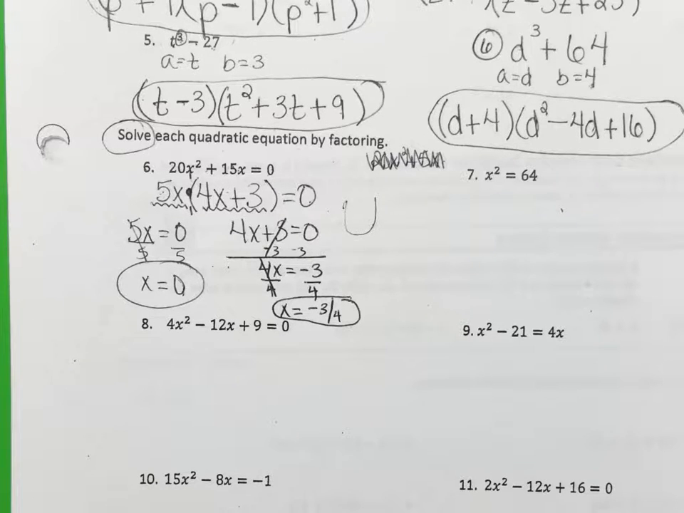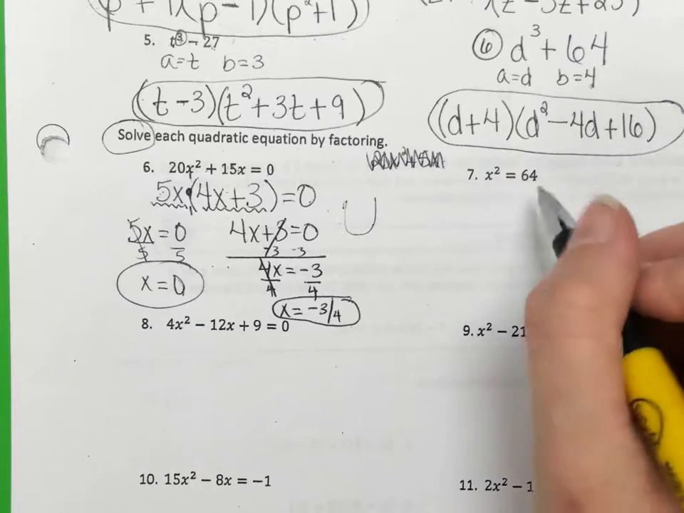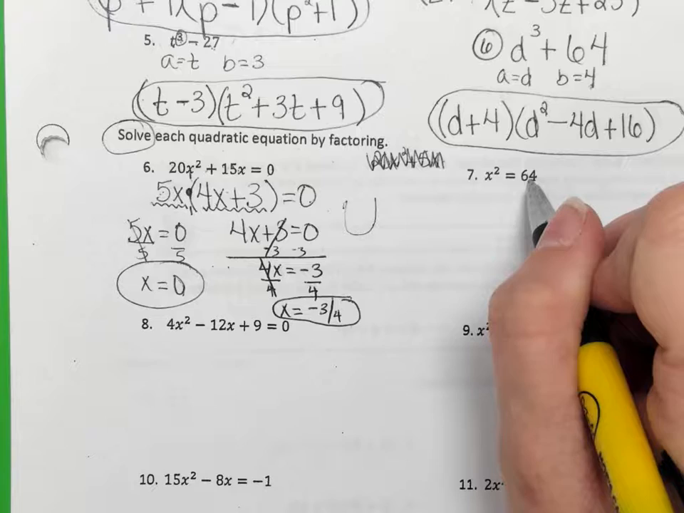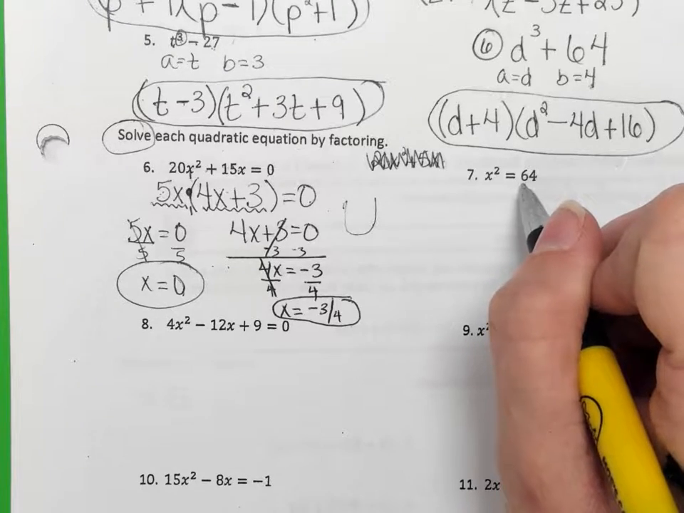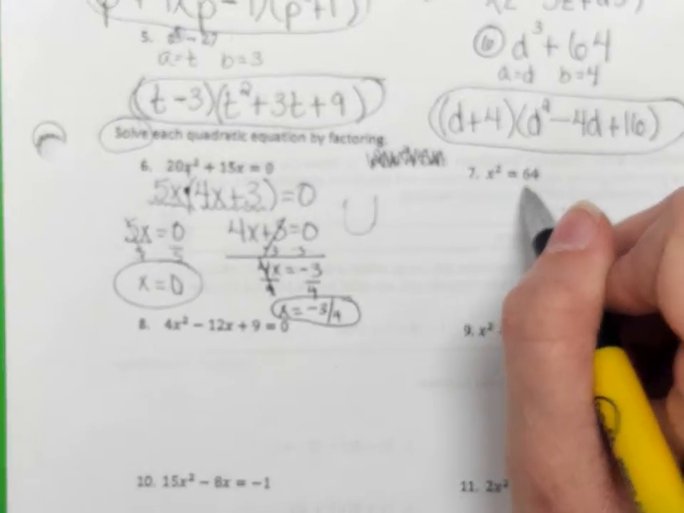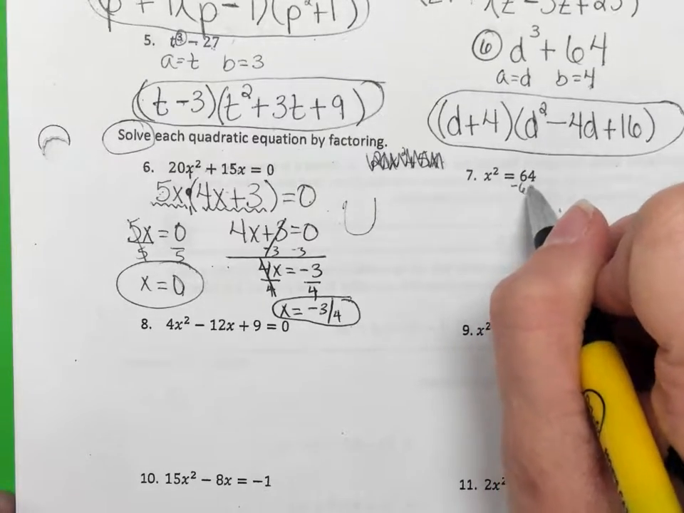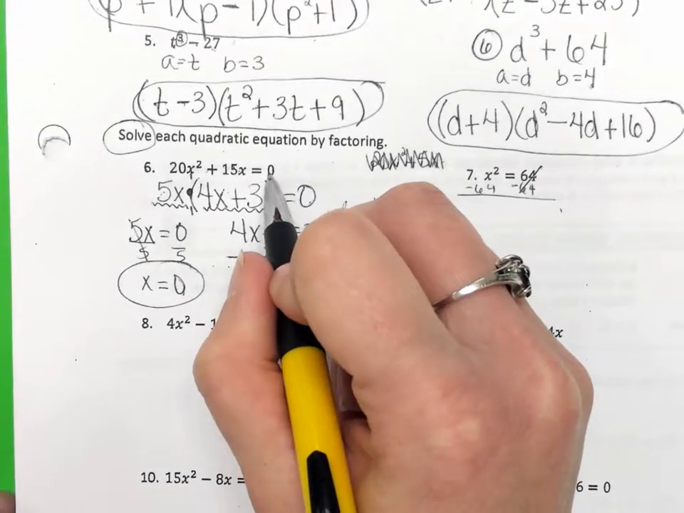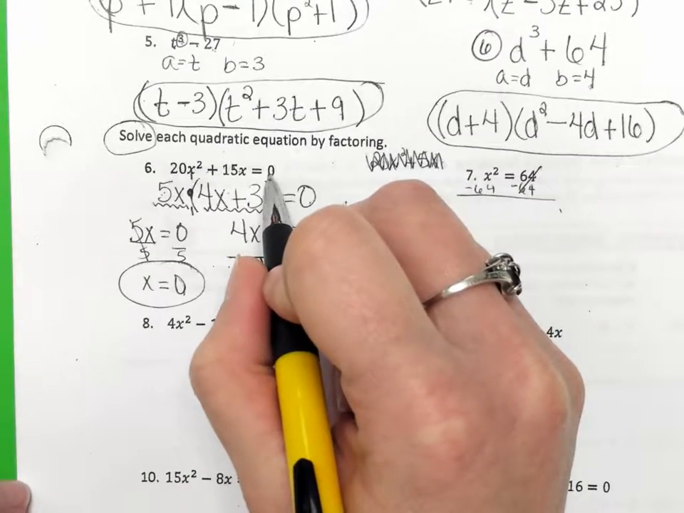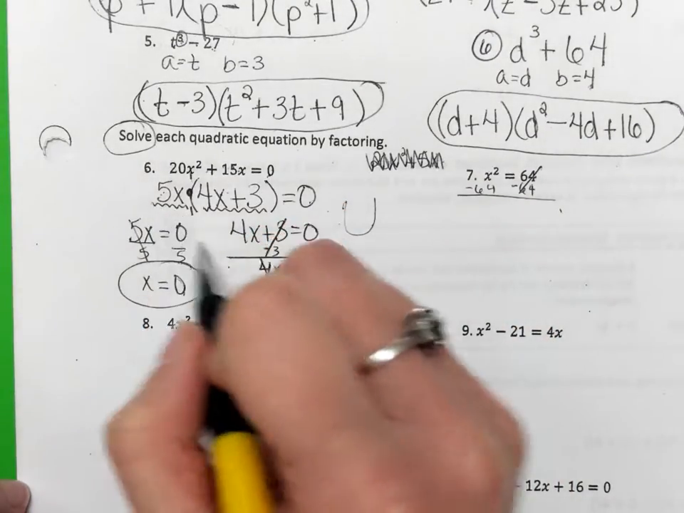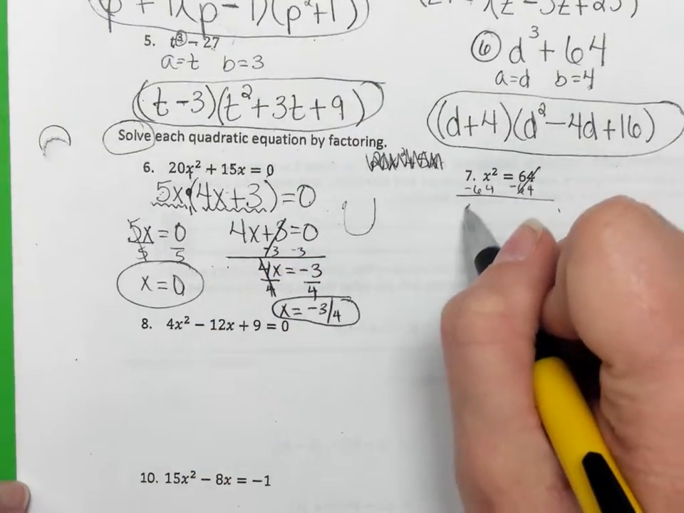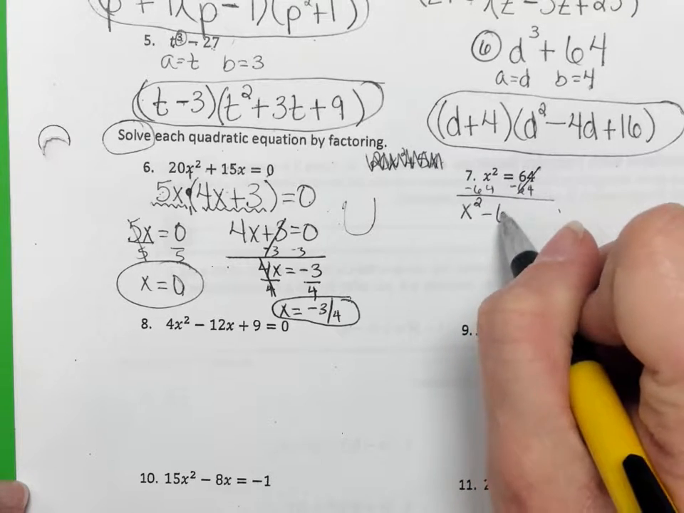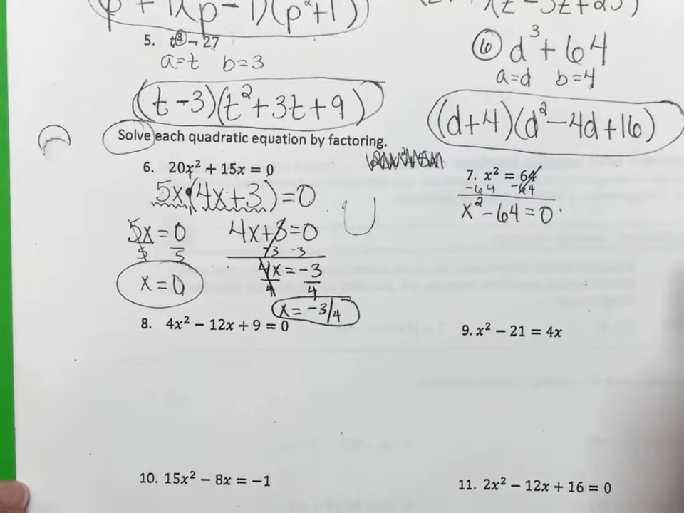Alright, number 7. Here we go. If it's got an equal sign, what's it got to equal? It's got to equal 0, right? So right now it's not right. Right now it's equal to 64. How do I make it equal 0? Why does it have to equal 0? So I can do this. It's called the zero product property. It's got to be equal to 0 in order for this to work. We always put the letter first. x squared minus 64. There you go. And then equal 0, right?